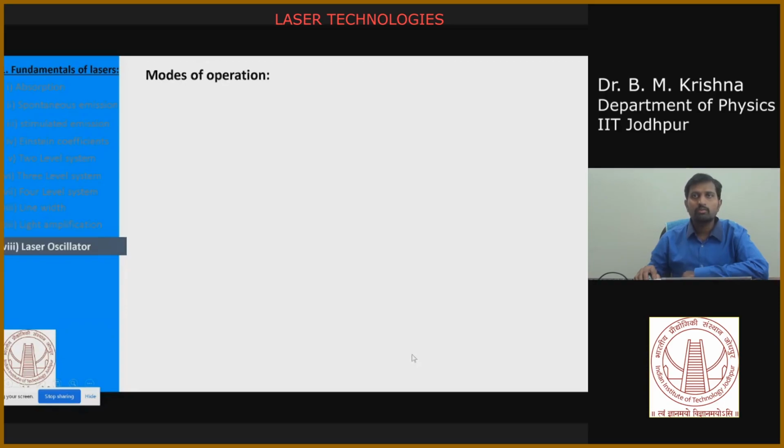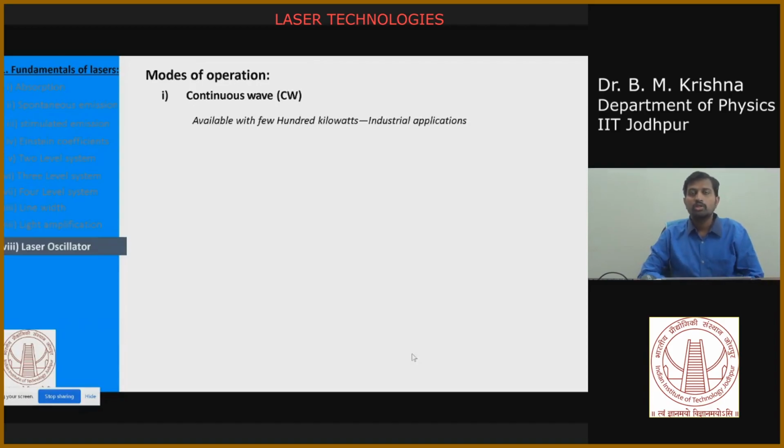So now we will see the modes of operation of the lasers. We already discussed in the 4-level system and 3-level system, we have two types of modes of operation of the lasers. One is continuous wave lasers. That means you always have a beam of light from your laser system. You always have photons. So that is continuous.